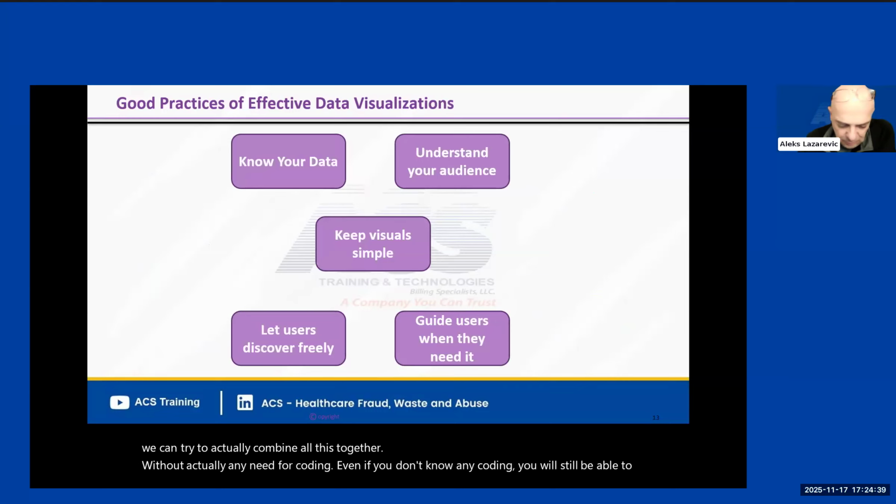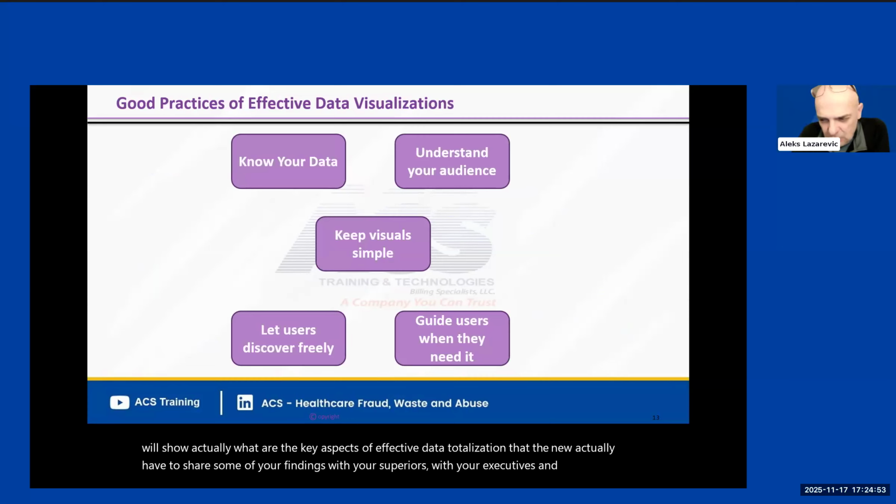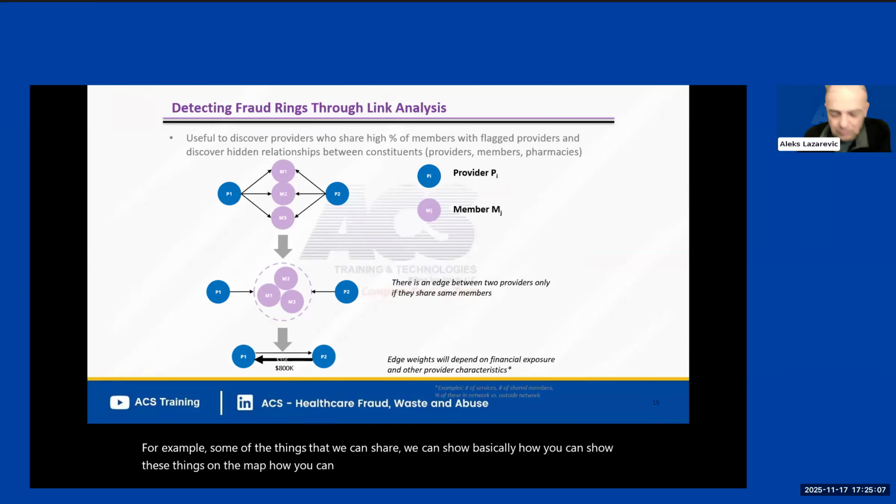So the first thing that we will cover is effective data visualization. We will show what the key aspects of effective data visualization are, for when you have to share some of your findings with your superiors, with your executives, and how to show in the most effective way when someone is committing fraud. For example, we can show how you can display these things on a map, and how you can visualize network graphs. And this is exactly what I'll try to do in the next demo here.